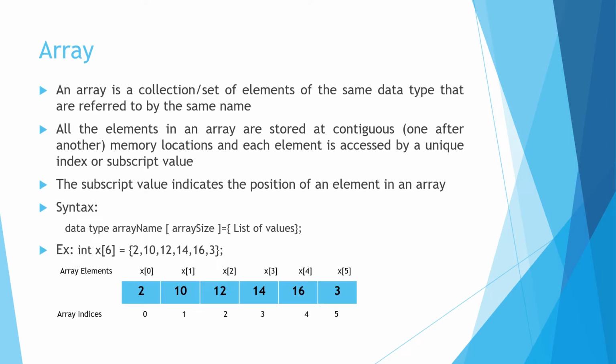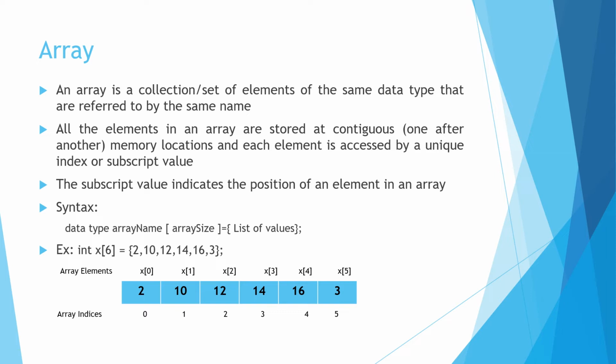Array. An array is a collection or set of elements of the same data type that are referenced by the same name. All the elements in the array are stored at contiguous memory locations and each element is accessed by a unique index or subscript value. The subscript value indicates the position of an element in an array.